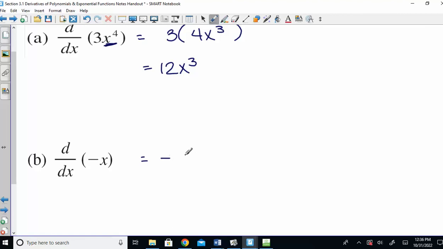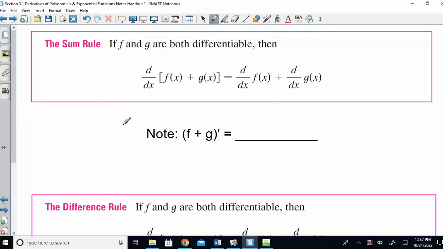B, that negative, just think of it as trailing in front. What is the derivative of x? 1. You can think of this as x to the first, so the 1 comes down, subtract 1 from the power, and anything to the 0 power is just a 1. So we just get the derivative of negative x is negative 1.